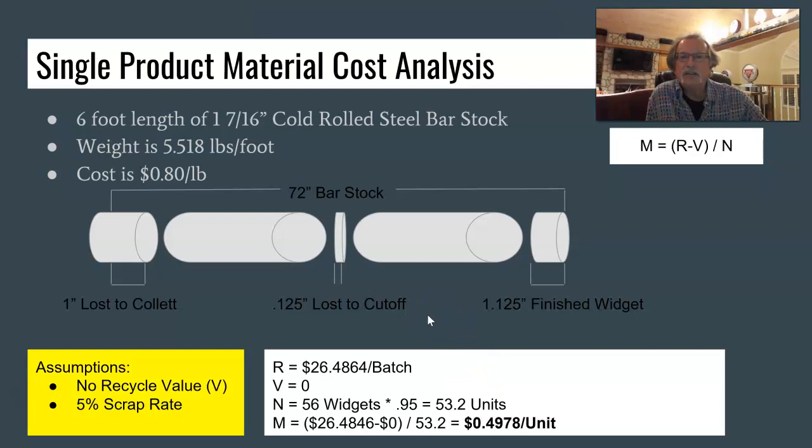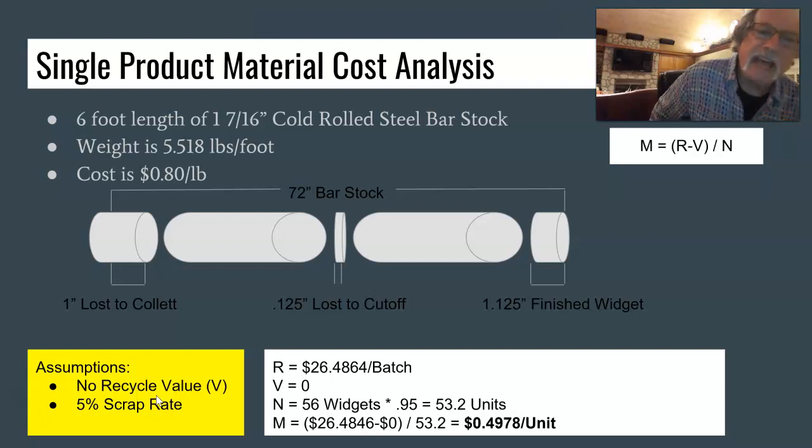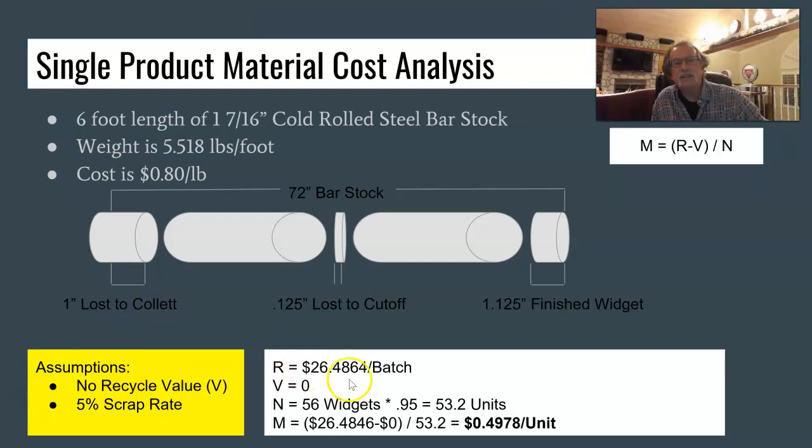Okay, let's change this a little bit. Let's assume we don't have any recycle value, so we're going to leave V as 0, but we have a 5% scrap rate. Now, that means we're going to make 56 widgets and 95% of them are going to be good. So we're going to get 53.2 widgets on average per length of steel. So now N is 53.2.